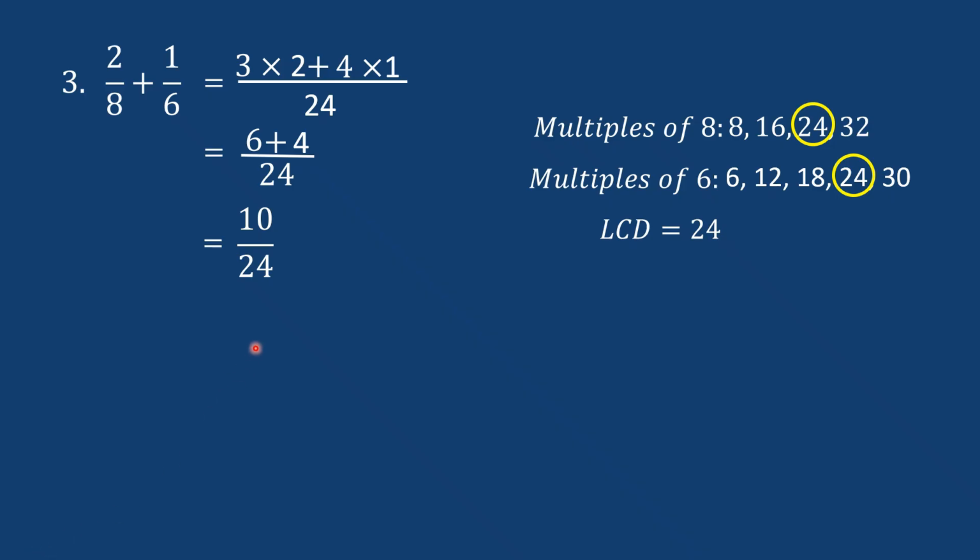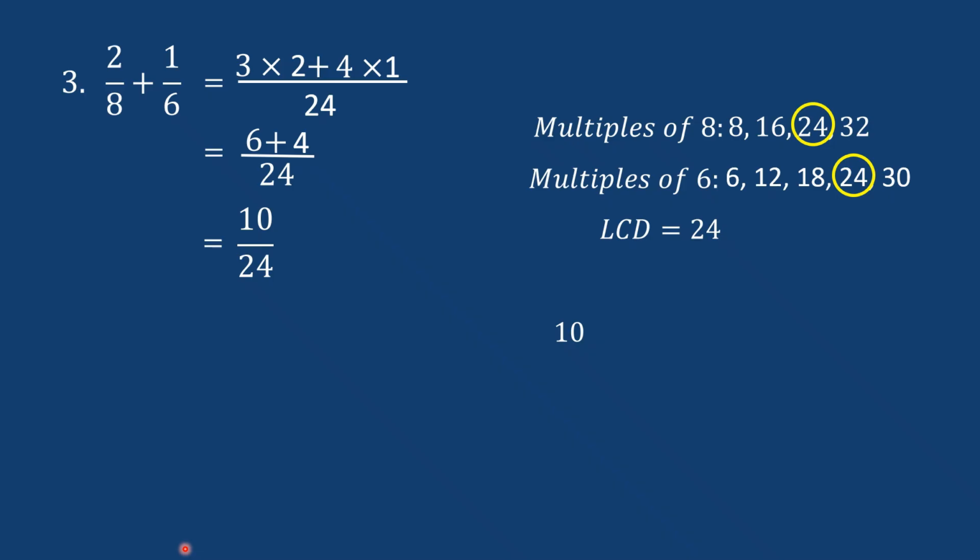10 over 24 is not yet in simplified form. We can simplify it by dividing 10 and 24 by their greatest common divisor, which is 2. 10 divided by 2 is 5. 24 divided by 2 is 12. So the answer is 5 over 12. But if we cannot think of the greatest common divisor, we use factor trees. Let us use factor trees.